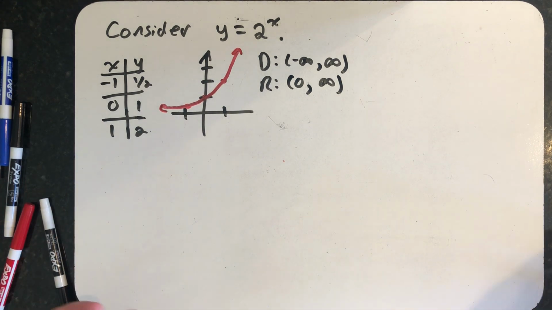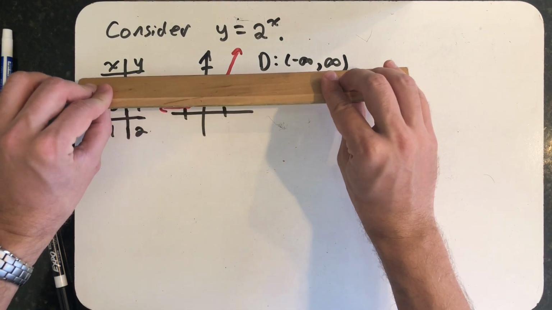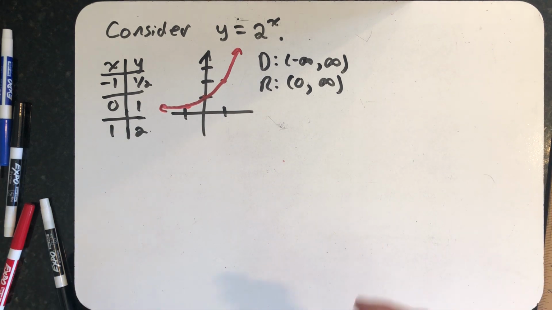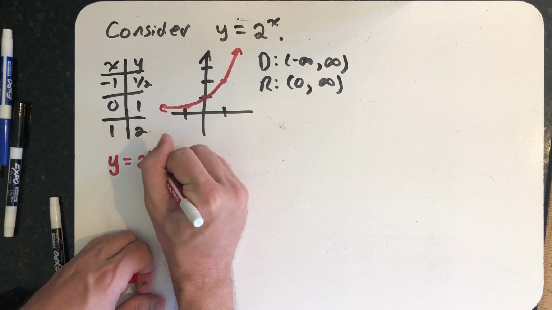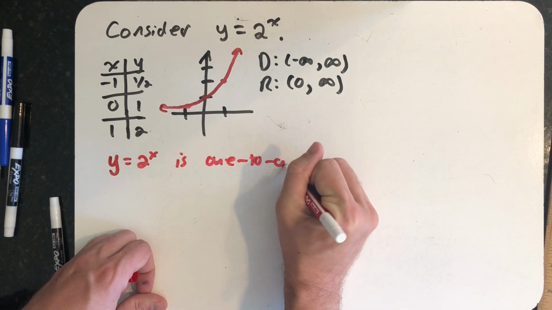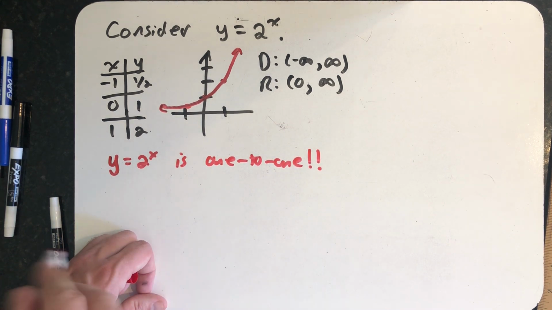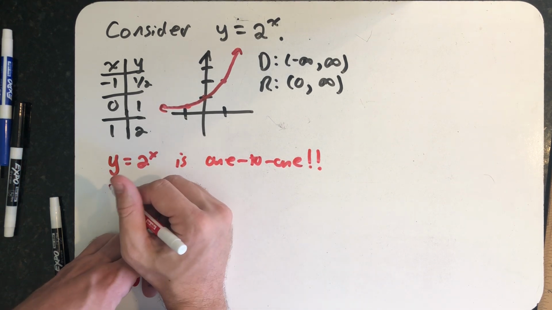And now, looking at this function, I realize that this exponential function is 1-to-1. It passes the horizontal line test. Every x is assigned a unique y. Which means this function y equals 2 to the x must have an inverse function.